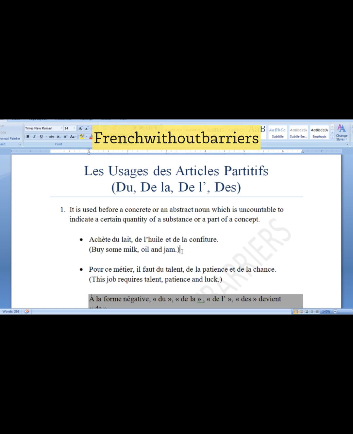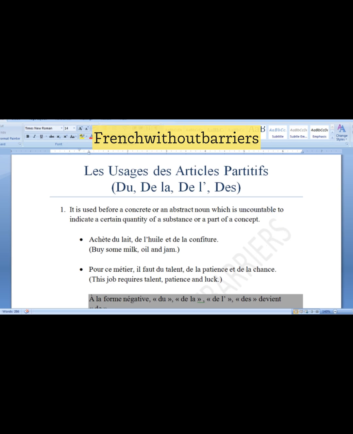Achètes-tu du lait, de l'huile et de la confiture? Buy some milk, oil, and jam. Now guys, there is no specific quantity mentioned here, and that is why we are going to use our partitive articles. Okay, we are going to use du for lait, de l'huile, and de la confiture. Please note the noun can be a concrete or an abstract one, as long as it is uncountable, we are going to use the partitive articles.